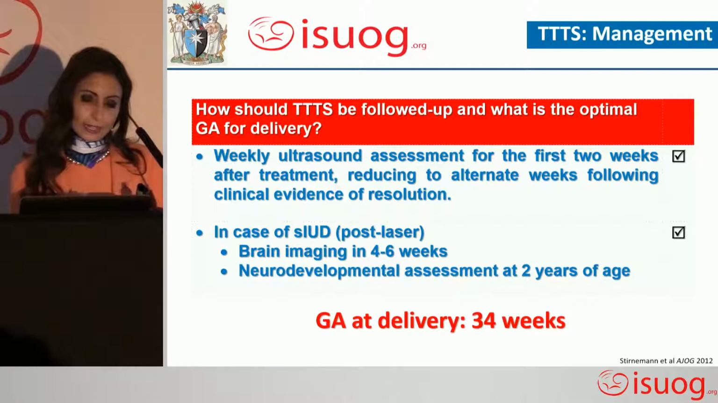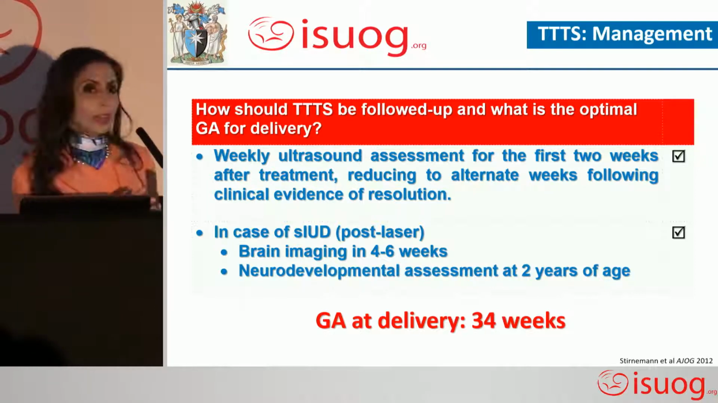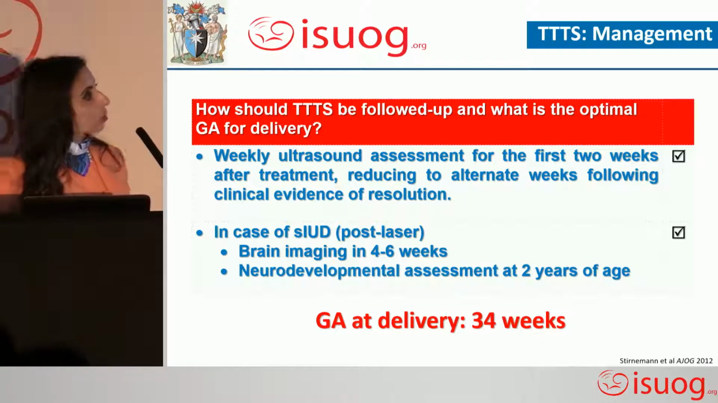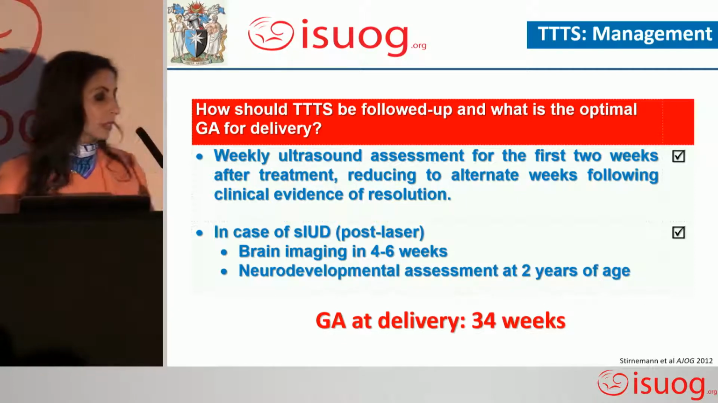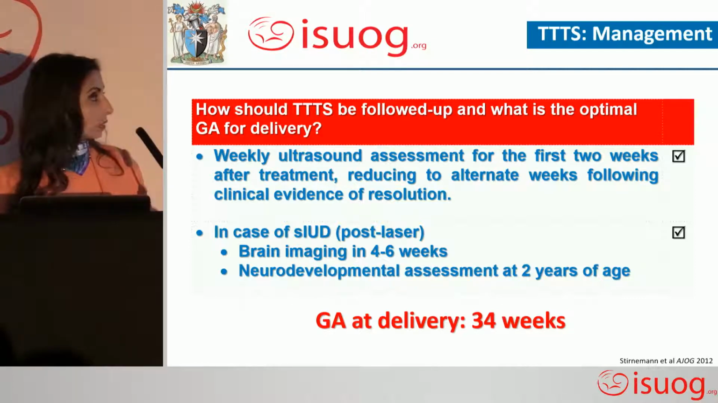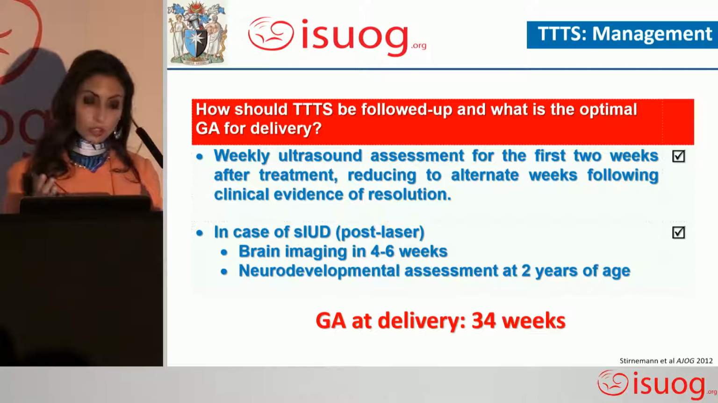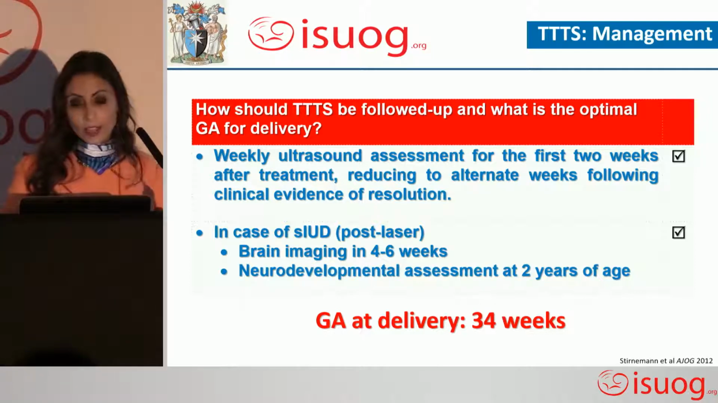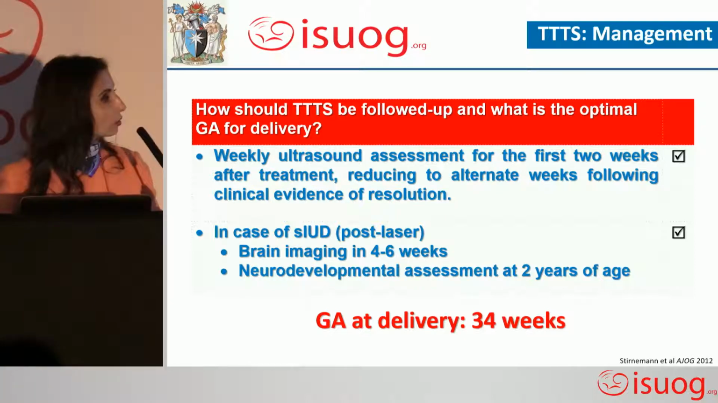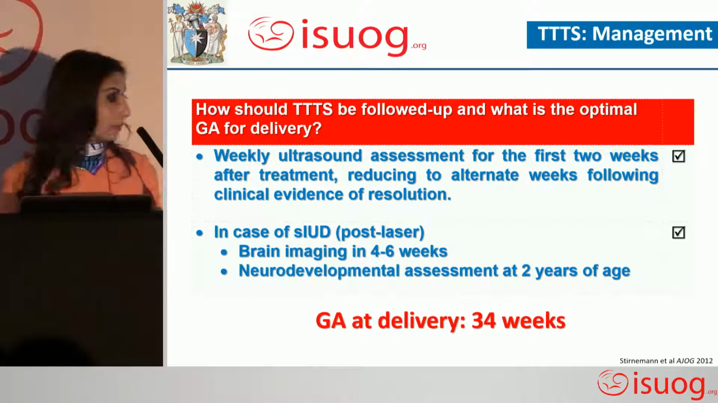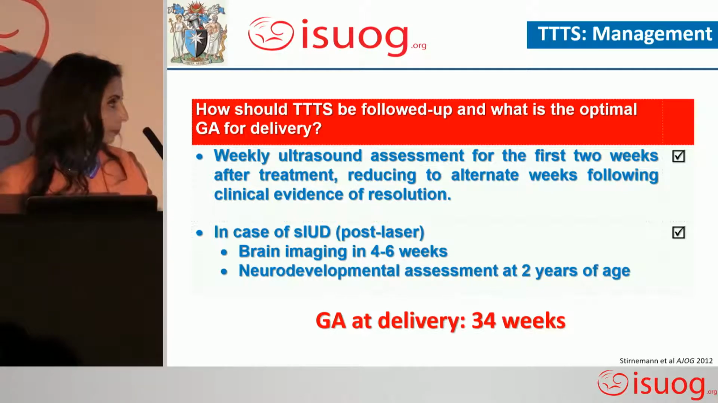So if this woman had TTTS treated by laser, how should we follow up this pregnancy? Weekly for the first 2 weeks, until there is no polyhydramnios. Then after that, the woman goes back to every 2 weeks. And if you have a single intrauterine demise, certainly you should do brain imaging 4 to 6 weeks later because of the risk of brain abnormalities. In the ISWAC document, we did recommend neurodevelopmental assessment at the age of 2. I'm not sure this is happening everywhere. Certainly in the UK, I don't think it's happening.